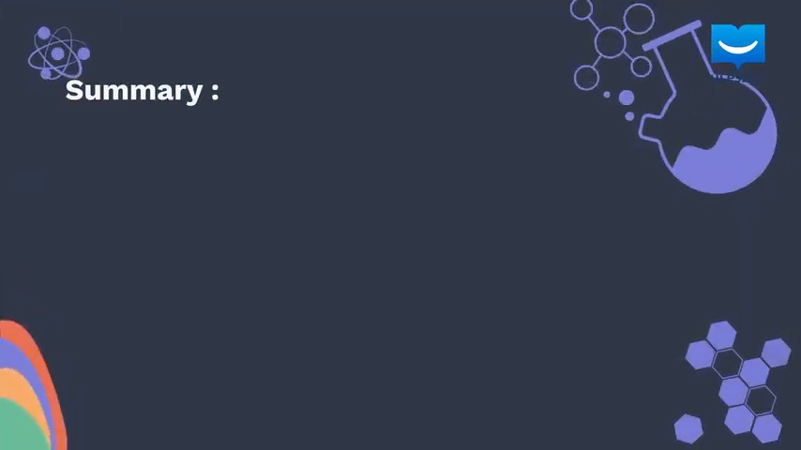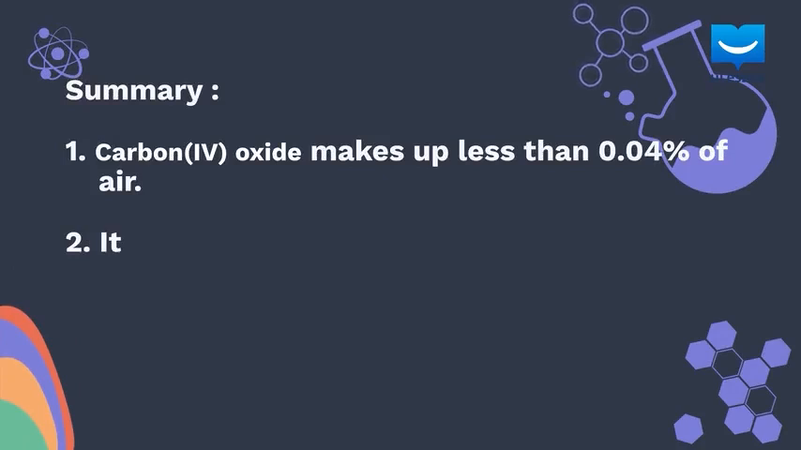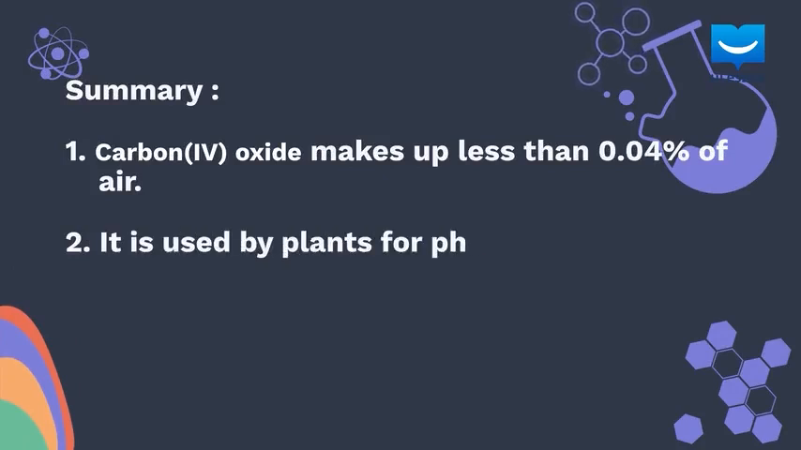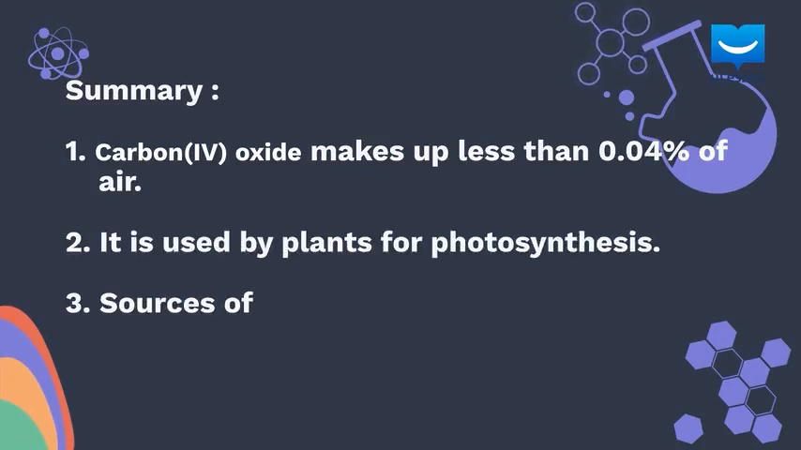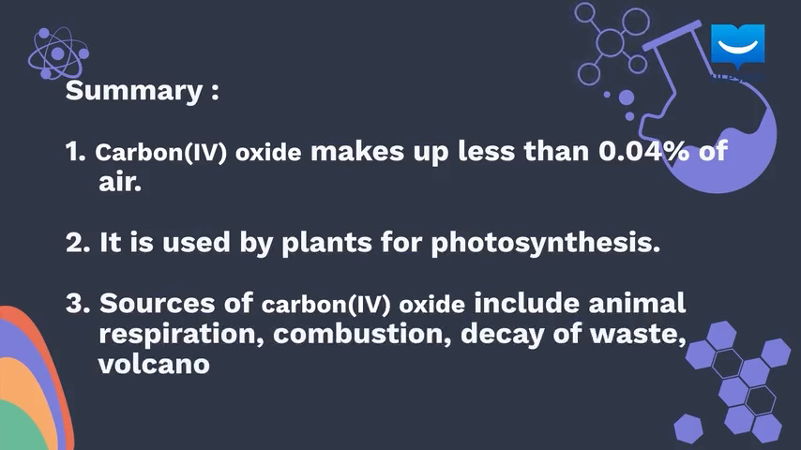The key points to remember from this lesson are: carbon dioxide makes up less than 0.04% of air, and it is used by plants for photosynthesis. It is being released during combustion, decay of waste, volcanoes, and geysers.